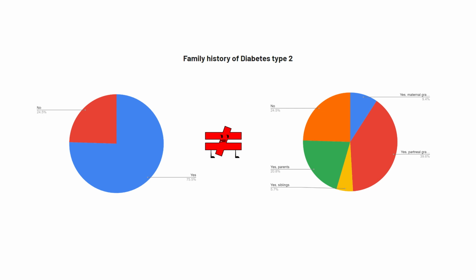They are not answering the same question. For one thing, we know from pie chart one that 24.5% of the participants do not have a family history of diabetes type 2. However, we know from pie chart 2 that 9.4% have maternal grandparents that have a family history of diabetes type 2. We don't know that information from pie chart 1. We know from pie chart 2 that 5.7% have siblings that have diabetes type 2. That information is not contained in pie chart 1.